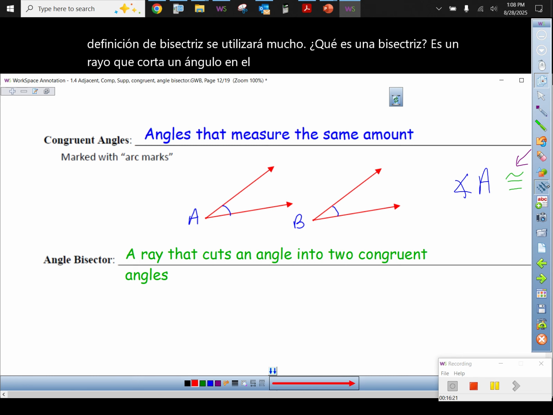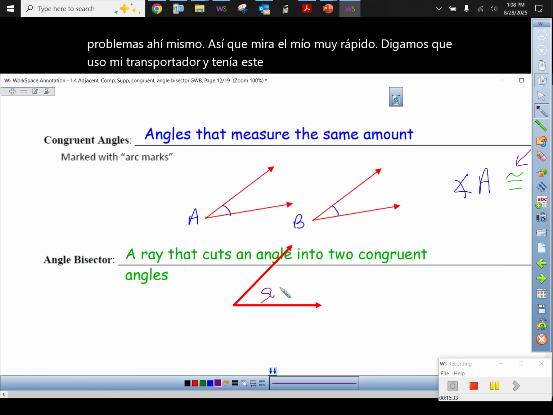I totally know you don't have enough room to draw this picture, but down below there are 4 problems right there. So just watch mine real quick. Let's say I use my protractor, and I had this angle right here, and it measured 50 degrees. His name is ABC. You don't have to draw this picture, I'm just showing you. What if I wanted to make another ray that bisects it?